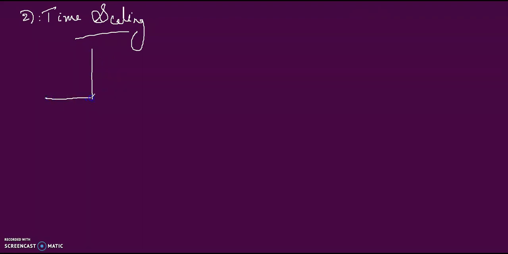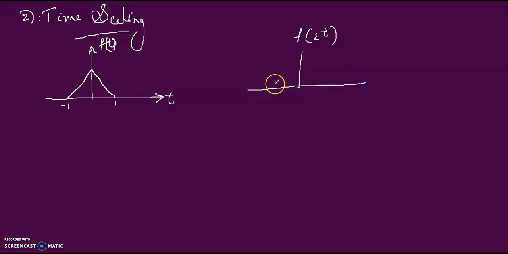We can scale a signal f of t. Suppose this is the signal f of t, this is the time axis, and this is the y-axis, where f of t is the function. We can represent f of 2t like this: we scale it, and it will become -0.5 and +0.5. That is, the signal has compressed.